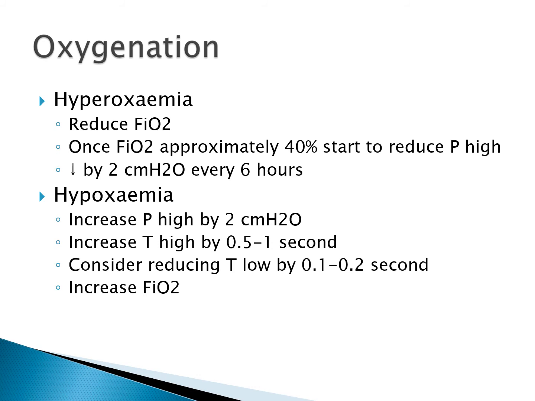If hypoxemia is still a problem for you, I would increase P high. Increasing P high will hopefully maximize alveolar recruitment, minimize dead space, maximize gas exchange area. The next thing I would do would be thinking about increasing my T high, so giving more time per minute at high pressure compared with low pressure. I would also consider reducing T low, again to maximize time at high pressure and maximize lung recruitment, and clearly I would increase the fraction of inspired oxygen concentration as well.